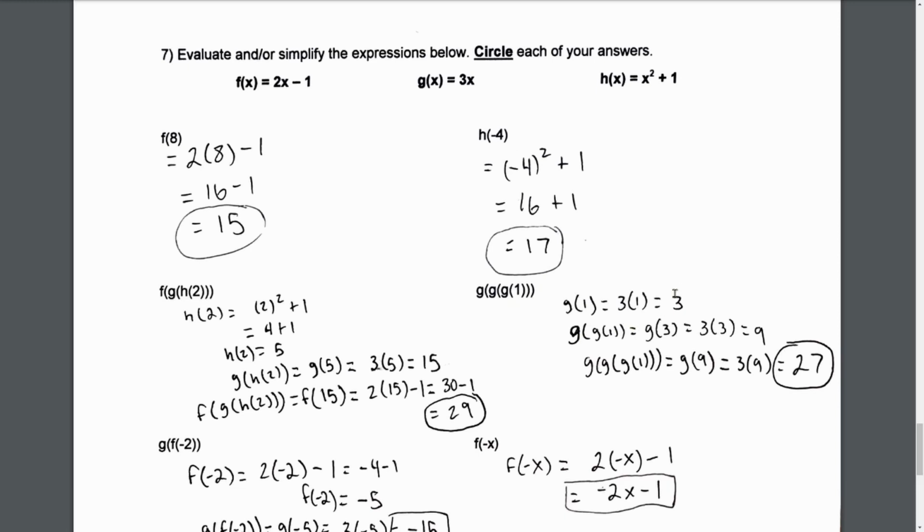So now we plug in 3 into the g of x function again. So we have 3 times 3 equals 9. And so finally we have to take g of g of 1, which we just solved is 9. So now we plug in 9 into the function, and we have 3 times 9 equals 27.